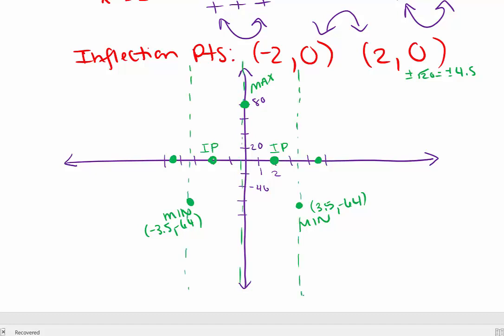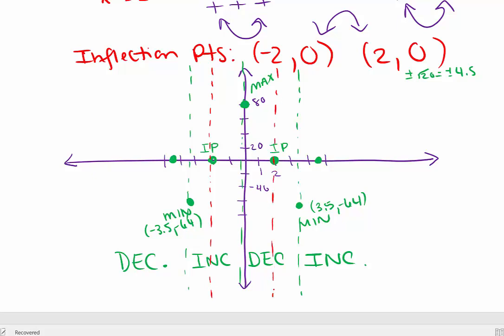In part C, we showed that from negative infinity to negative 3.5, the function was decreasing. And then it was increasing from negative 3.5 to 0, decreasing from 0 to 3.5, and increasing from 3.5 to infinity. The inflection points were places where it changed concavity. It was concave up until that first inflection point, then it was concave down, and then finally, it was concave up again.